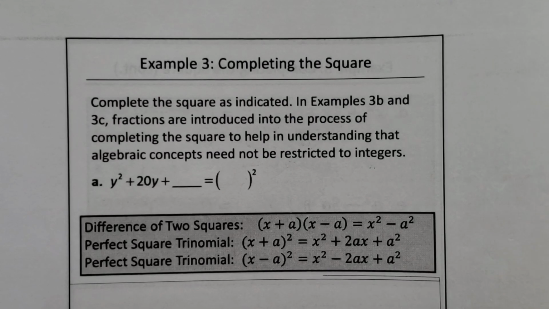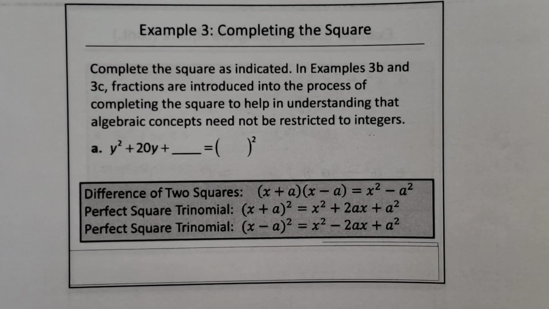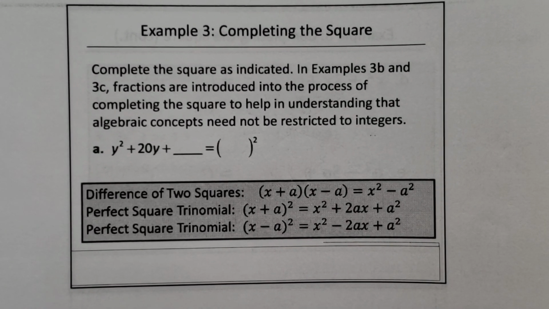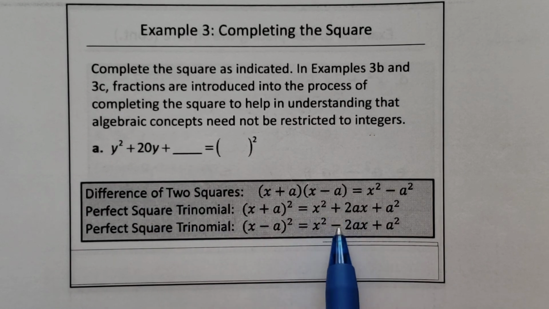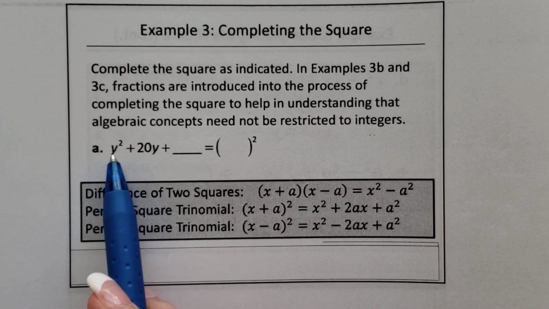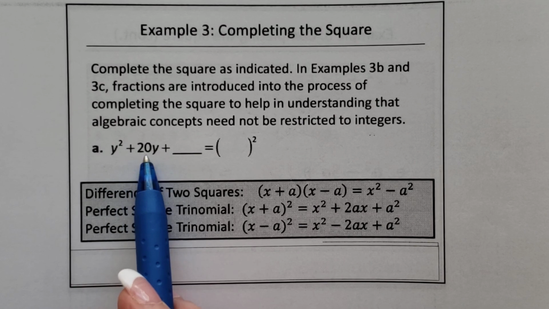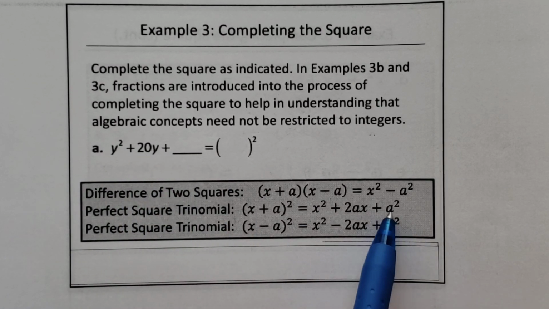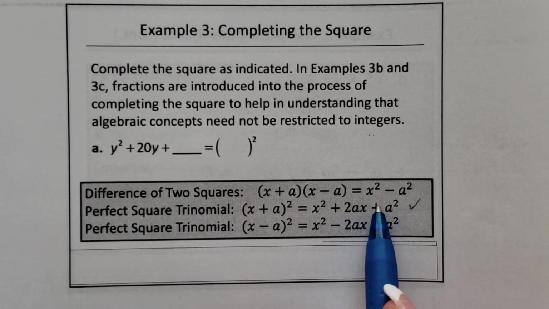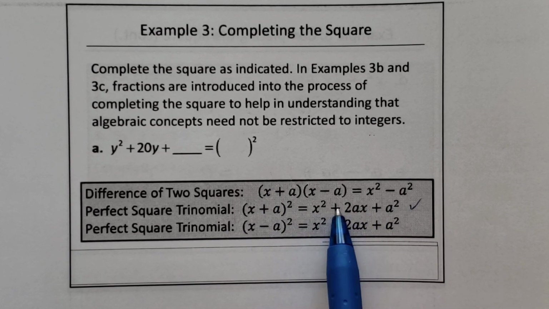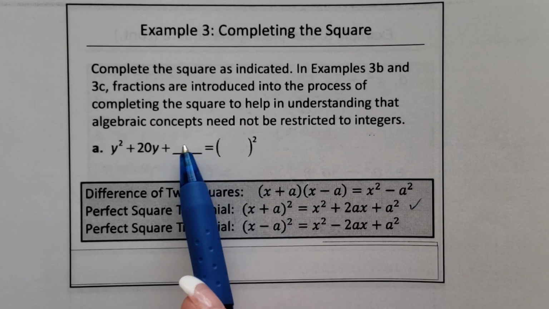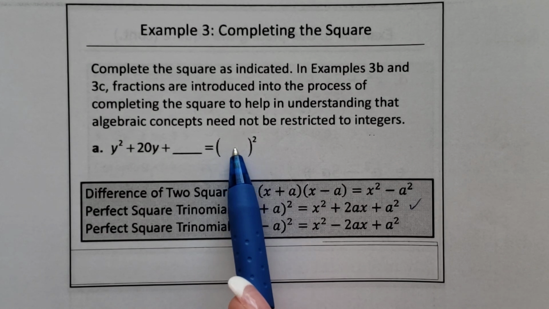All right, so the first thing we're going to look at is completing the square. So we're going to complete the square as indicated. Which one of these problems does this look like? We have y squared plus a number. It looks like this one, right? We've got 2 plus signs. Basically, we want to know what this missing term is and what this would look like before it was factored.